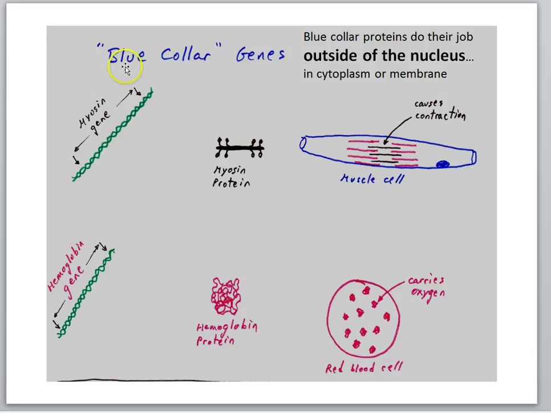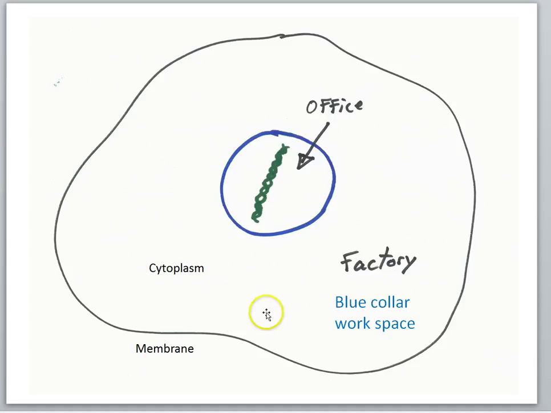We're going to assign some genes the label blue-collar genes. Now, blue-collar genes are making proteins, myosin and hemoglobin, and these are blue-collar proteins because they do their job outside of the nucleus, in the cytoplasm or the membrane. So myosin and actin and hemoglobin would all be blue-collar proteins, so their genes would be blue-collar genes. The blue-collar proteins work in the cytoplasm. If we think of a cell, the nucleus is going to be the office, and the cytoplasm will be the factory. Blue-collar proteins work out in the cytoplasm or on the membrane.